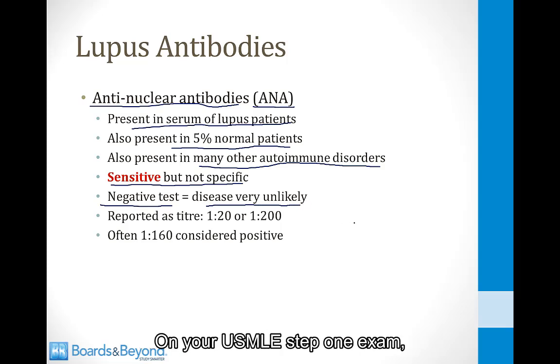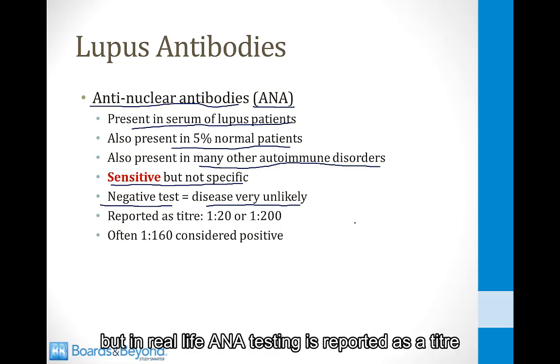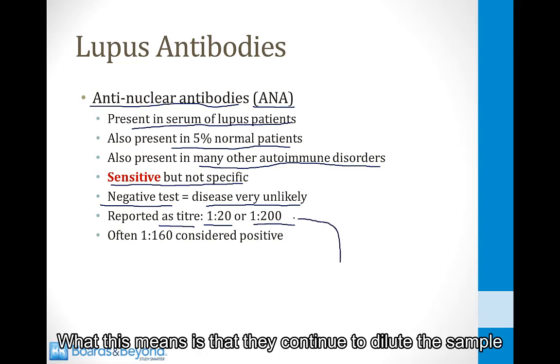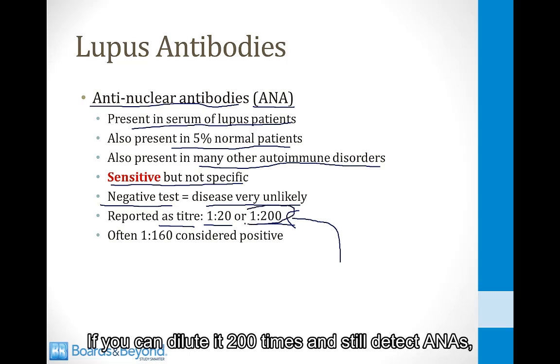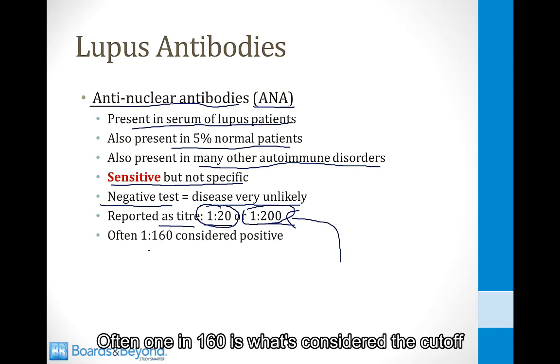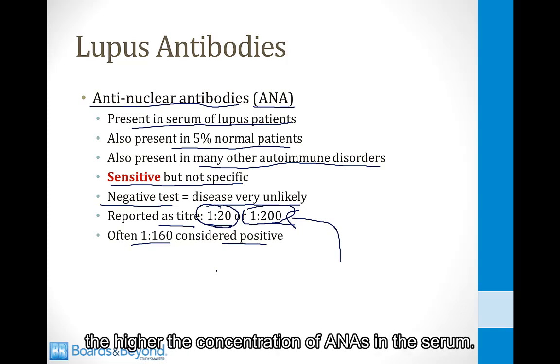On your USMLE Step 1 exam, they are most likely going to tell you that the ANA is either positive or negative, but in real life, ANA testing is reported as a titer, such as 1 in 20 or 1 in 200. What this means is that they continue to dilute the sample to see whether they can detect the ANAs. If you can dilute it 200 times and still detect ANAs, this is a strongly positive test. If you can only dilute it 20 times and then the ANAs are not detectable, this is not a very positive test. Often 1 in 160 is what's considered the cutoff for a positive test, but obviously the higher the titer, the higher the concentration of ANAs in the serum.